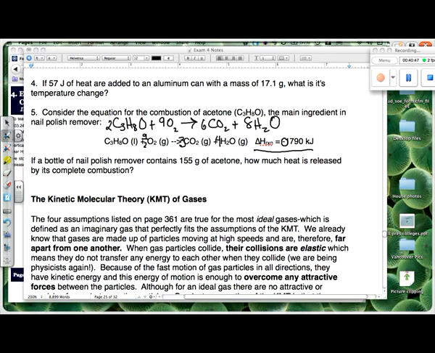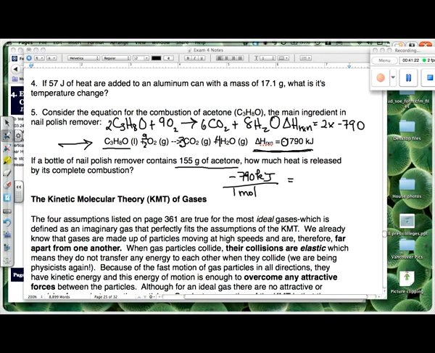How much heat is released if I use 155 grams of acetone? Well, this is the amount of heat that is released for 1 mole of acetone. But if I multiply the equation by 2, the heat would have to be multiplied by 2. Okay? So we'll just use this form of the equation. It is negative 790 kilojoules for 1 mole of acetone.